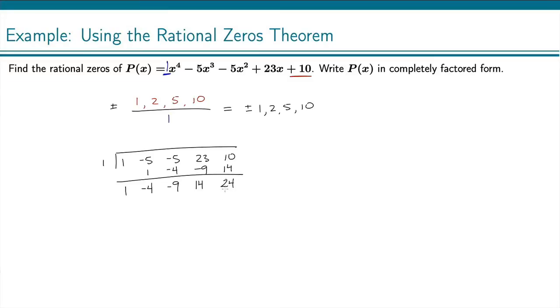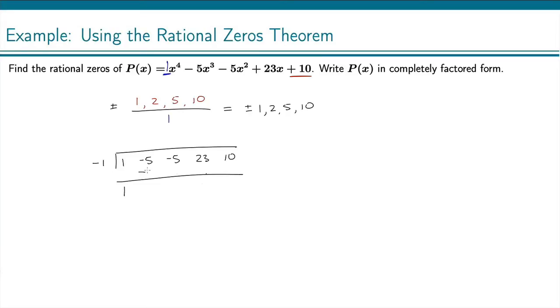We didn't get 0 here, which means that x minus 1 is not a factor, or in other words, 1 is not a 0. And so now we just get rid of this work because it didn't work out for us, and we move on to our next number in our list to try out. So I'm going to go ahead and try -1. We bring the 1 down.